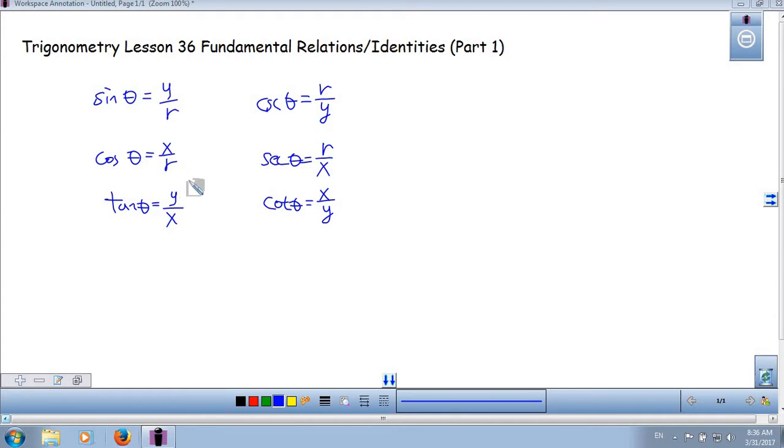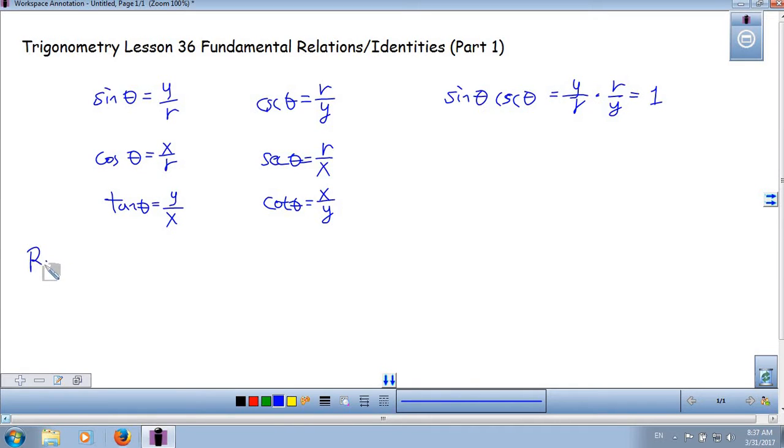I think I have already mentioned a lot of the reciprocal relationships, but let's take a look at this. Sine is equal to y over r, cosecant is equal to r over y. So when you multiply them together, guess what? Sine times cosecant is going to be equal to 1. Sine theta times cosecant theta will be equal to y over r times r over y. So r and y cancel each other out, and it will be equal to 1. This kind of relationship is called the reciprocal relations, or reciprocal identities. This is the first thing we're going to talk about.